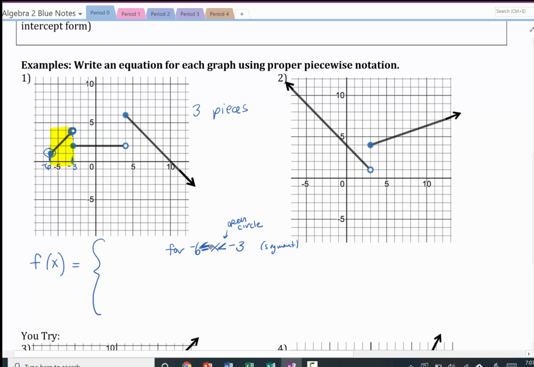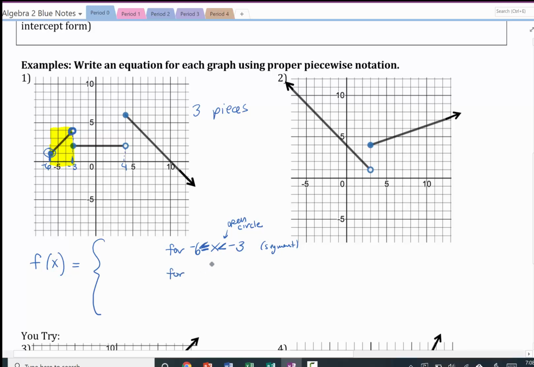This number will be less than x, which will be less than that number. And that's the case here. -6 is the lowest one, and then these are all the x's in the middle, and then -3 was the higher one. Okay, so that's domain piece number 1. Domain piece number 2 starts at -3 also on the x-axis and goes up to the value of 4 on the x-axis. So this is another segment.